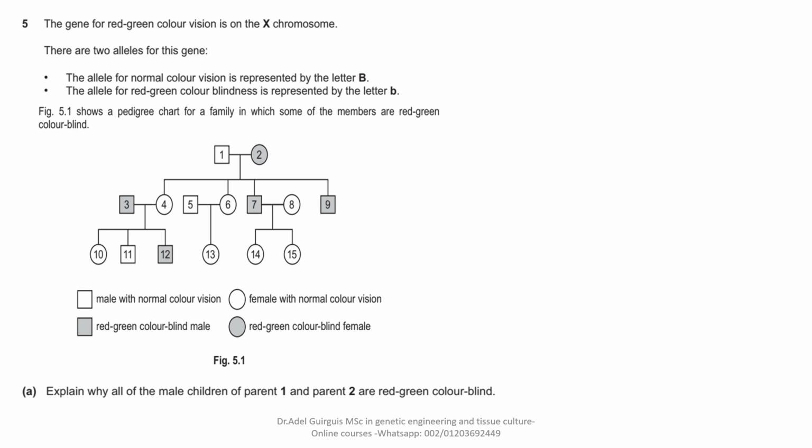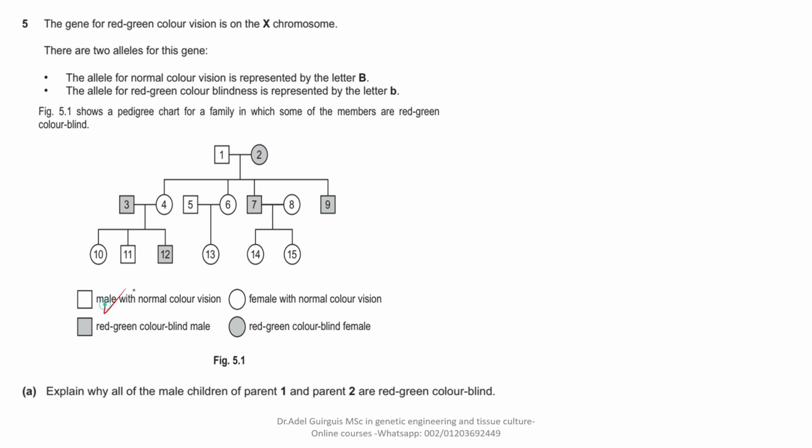The allele for normal vision, color vision, is represented by the letter P capital. The allele for red-green color blindness is represented by the letter P small. Okay, figure 5.1 shows a pedigree chart for a family in which some of the members are red-green color blind.